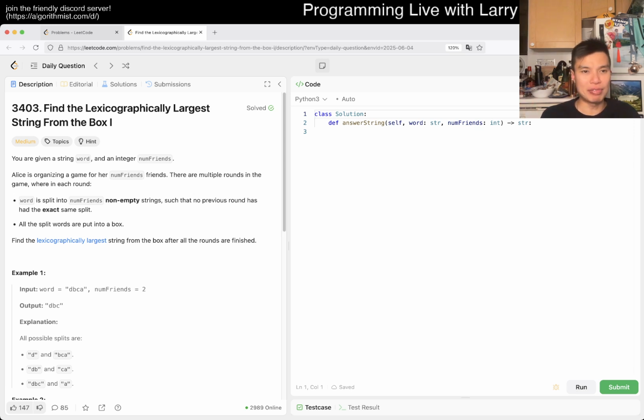We have 3403, Find the Lexicographically Largest String From the Box 1. You're given a string word and an integer numFriends. Alice is organizing a game for her numFriends friends. There are multiple rounds in the game where in each round word is split into numFriends non-empty strings, such that no previous round has exactly the same split. All the split words are put in a box. Find the lexicographically largest string after all the rounds are done. Okay, so you're only given one round, right? Oh no, multiple rounds.